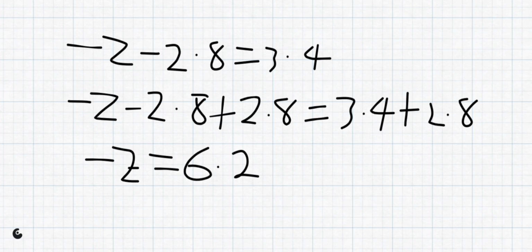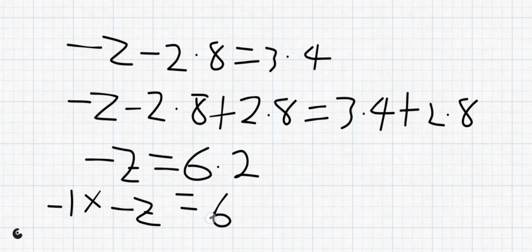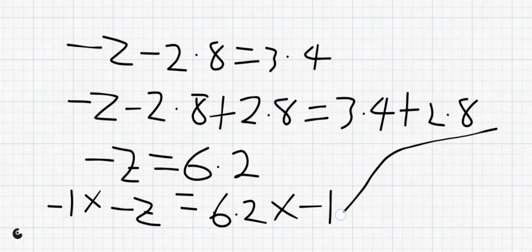So we introduce our multiplication by minus 1. So we have minus 1 times minus z equal to 6.2 times minus 1. Now the same thing. Minus times minus is positive, 1 times z is z. So we have z equal to 6.2, plus times minus is minus, then 6.2 times 1 is 6.2. So we have our answer, minus 6.2.